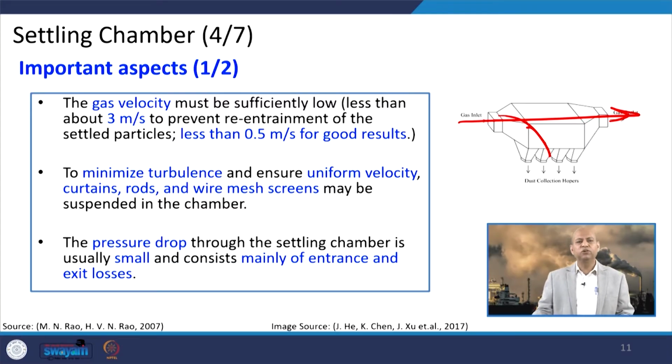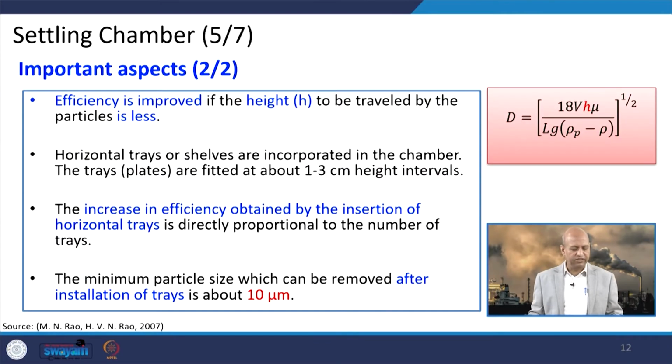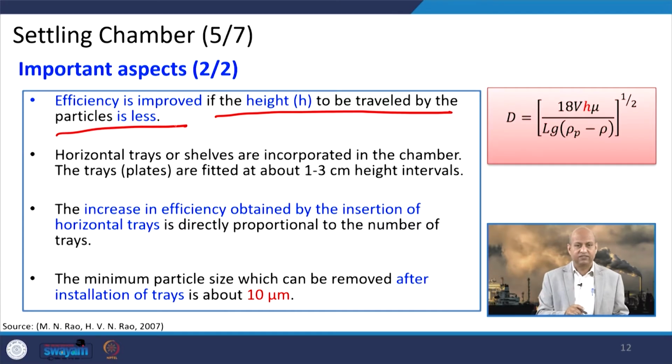And the pressure drop through the settling chamber is usually small, not much, and consists mainly of the entrance and the exit losses only. So, that way it is a very simple way. Then if we talk about the efficiency, it can be improved in terms of the height travelled by the particle. Efficiency is improved if the height travelled by the particle is less, otherwise there are other problems. So, diameter related height can be calculated.